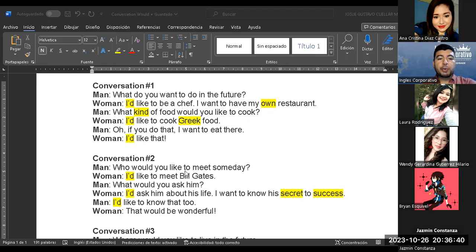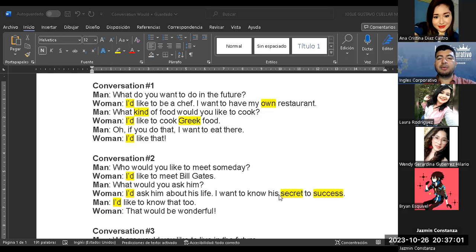Conversation two. Who would you like to meet someday? I'd like to meet Bill Gates. What would you ask him? I'd ask him about his life. I want to know his secrets to success. I'd like to know that too.